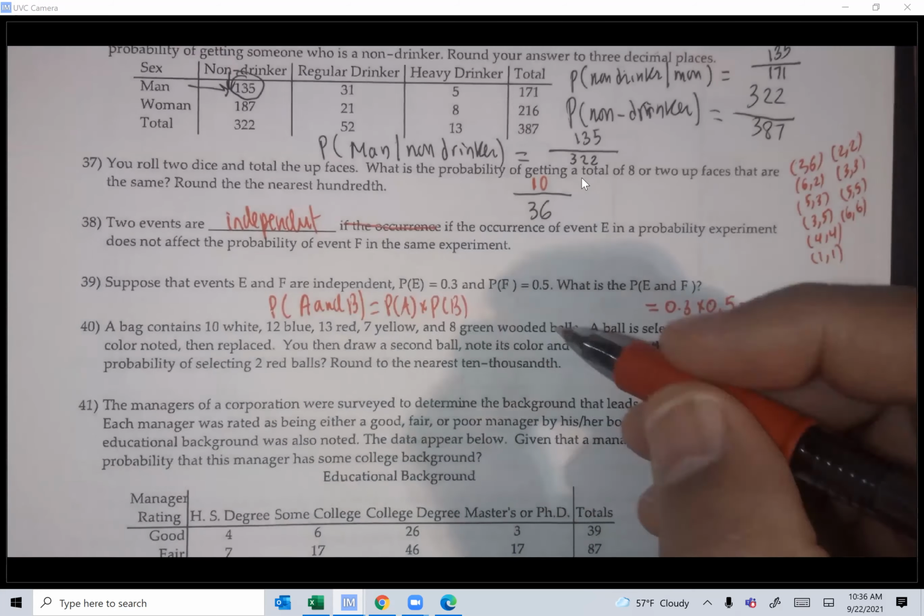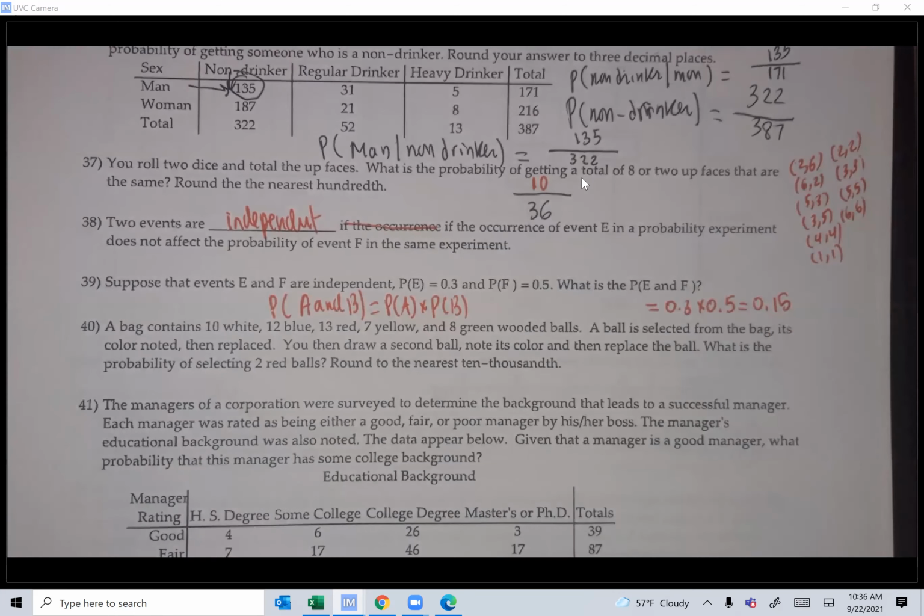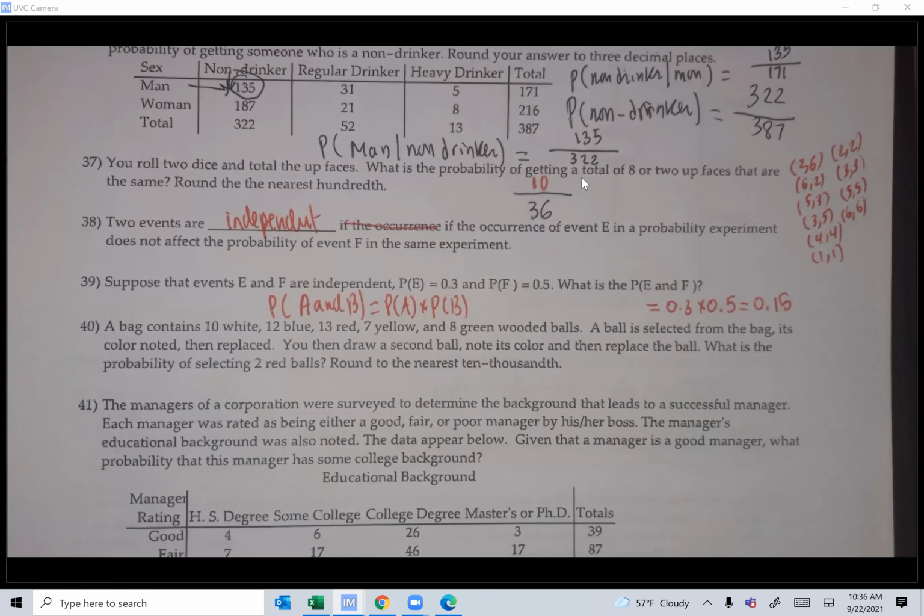Okay, let's do this together, guys. First of all, if you pick one ball and put it back, and then you pick another one, the events are independent because you put the ball back in the container. He wants the probability of selecting 2 red balls, meaning the probability of selecting 1 red and another red. Since the events are independent, we're going to do the first probability, the second probability, and multiply the 2. So what's the probability of red?